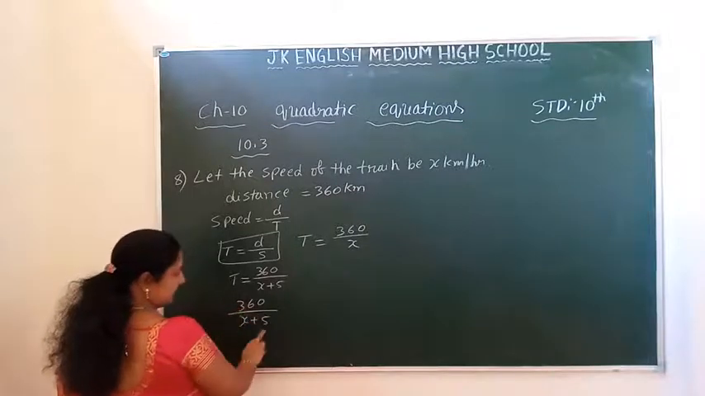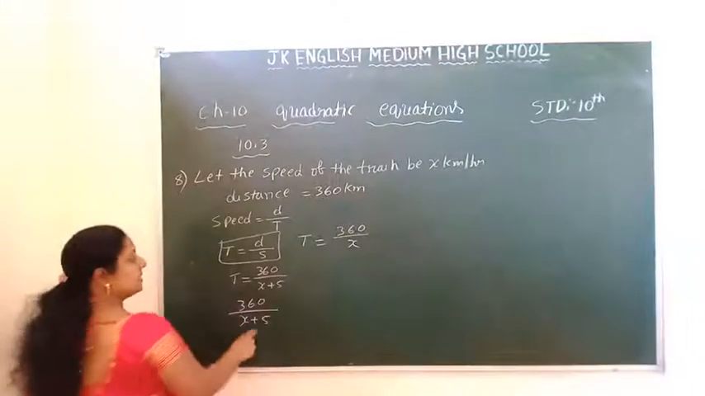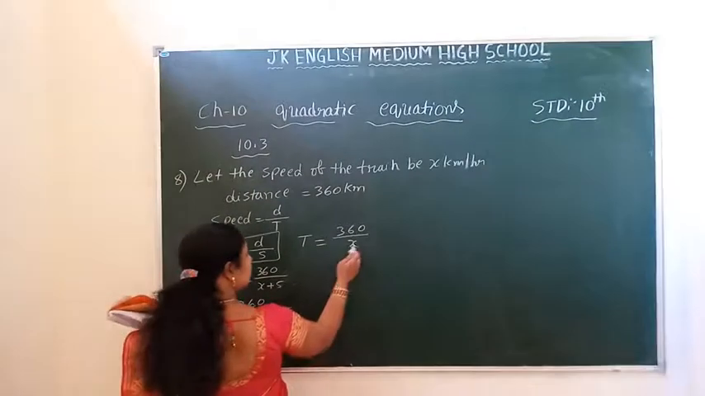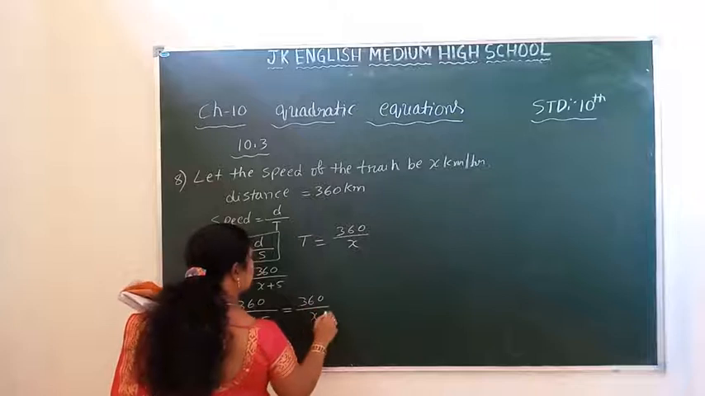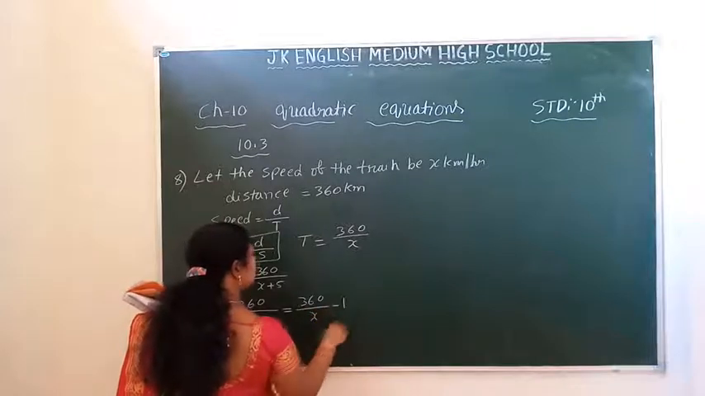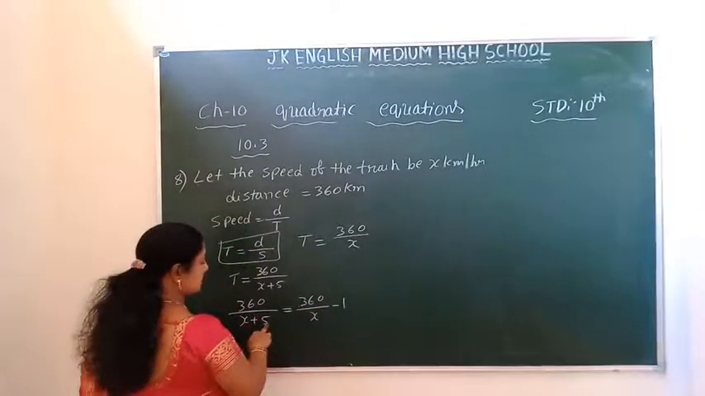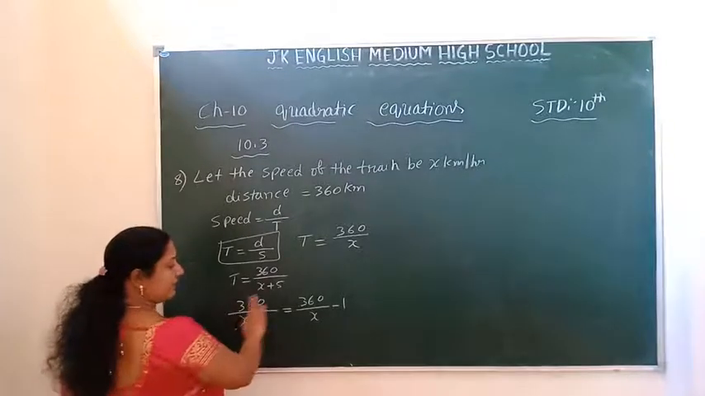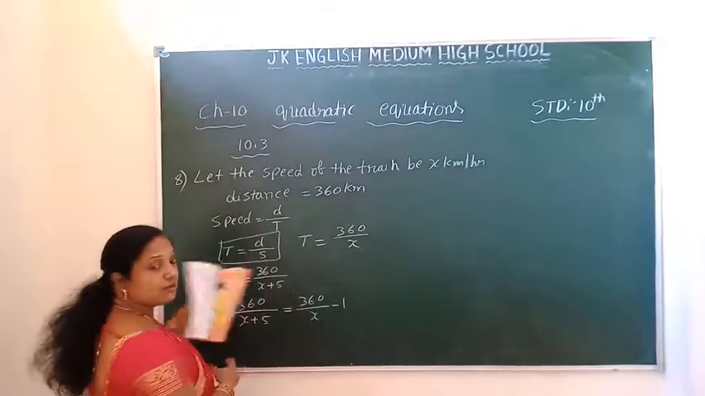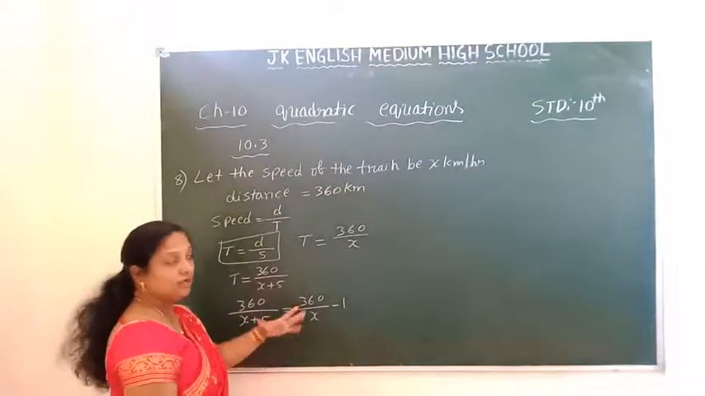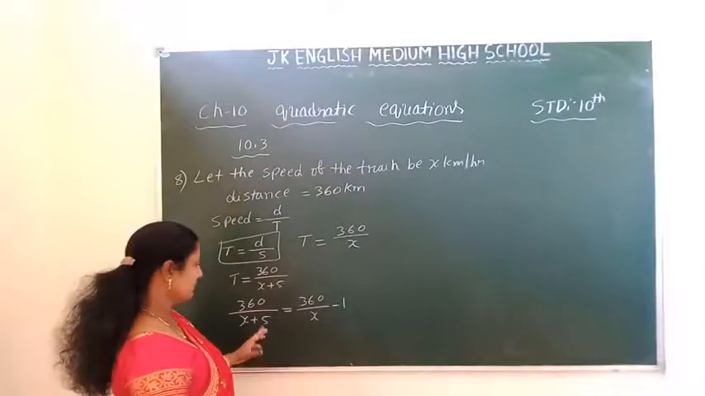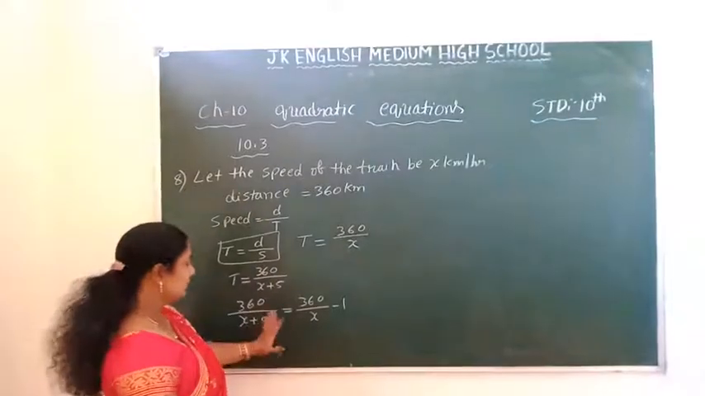When the speed is increased by 5 kilometer per hour, this is equal to how much time it took before when the speed was x kilometer per hour. Compared to that, it used to take 1 hour less now because the speed has increased. According to that statement, we have to write the equation. This is the step we have to write properly. Correct. Okay? Now you are ready.